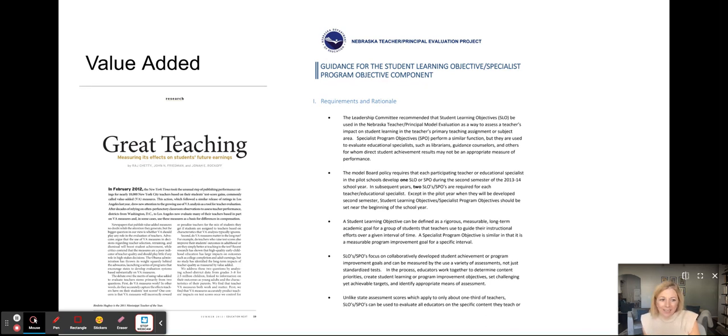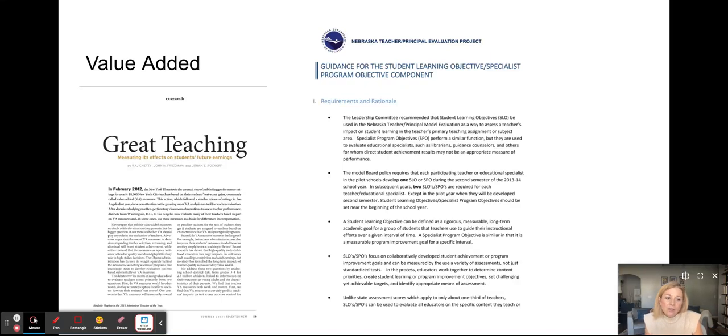The reviews have been mixed. And I dropped an article about Houston. There are a lot of negative impacts of using value added. I also included an article that really is supportive of value added. I think it's an interesting thing to read about and think about. It is not going to happen in the state of Nebraska. We are not going to have a value added evaluation process. So I think it's a moot point. I'm not going to ask you if you agree or disagree.